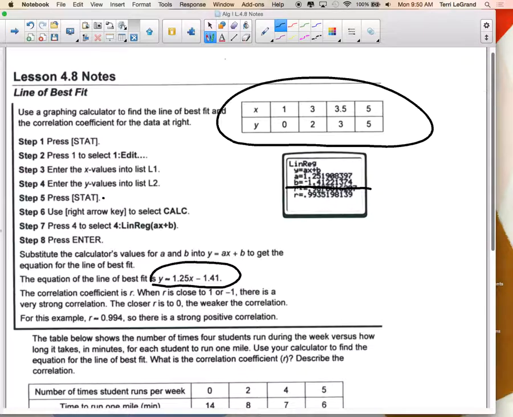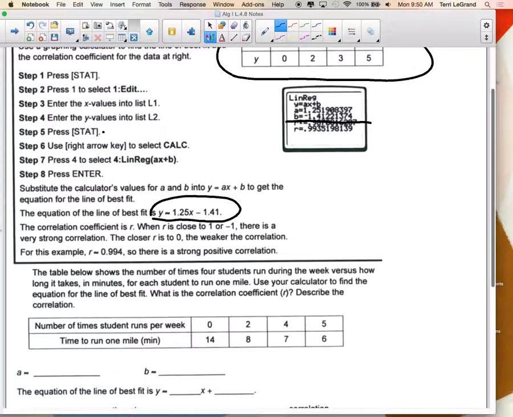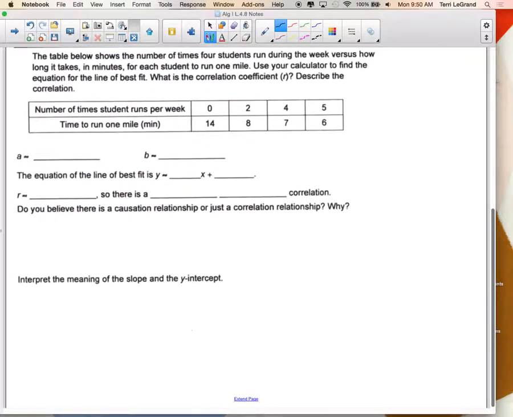Okay, so we're not going to actually show the graph for this one. We're just going to go down now that we kind of know how to use it. Let's go down and do this one. So the table below shows the number of times 4 students run during the week.